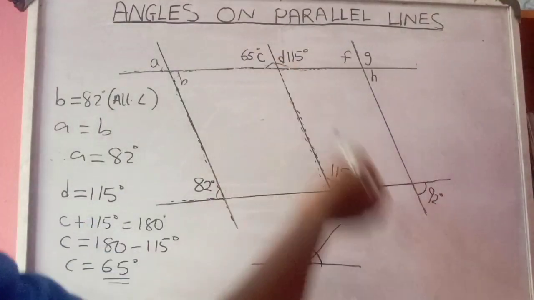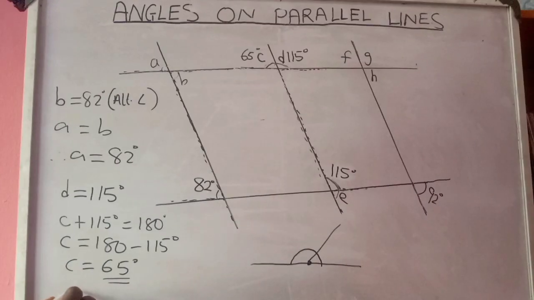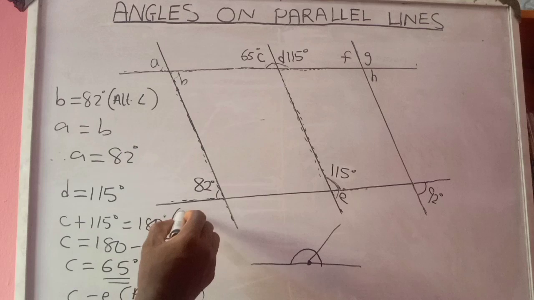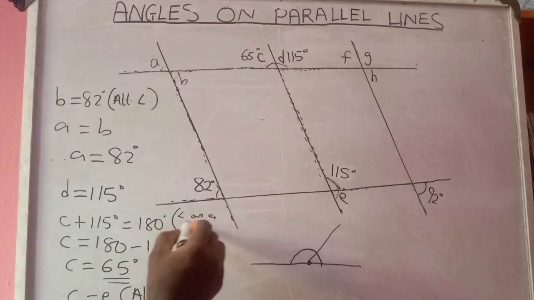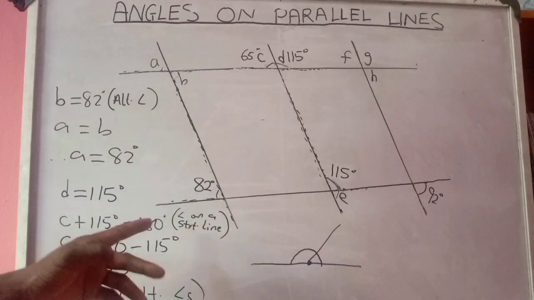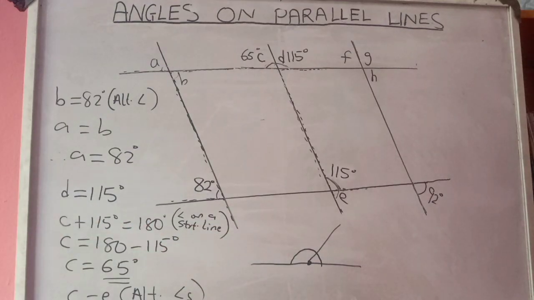So what can we say concerning C and E? We say that C is equal to E. What is the reason? Because they are alternate angles. Remember that the concept of what we did here is angle on a straight line. Sorry, I'm writing it in abbreviation. Angle on a straight line. That's the reason for this one. So since we have our C to be 65 and we say that C and E are equal, therefore I can say that E is equally 65 degree.